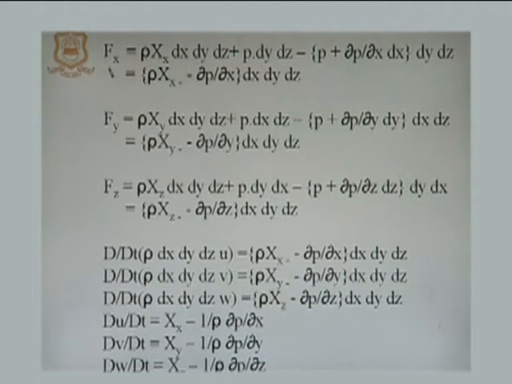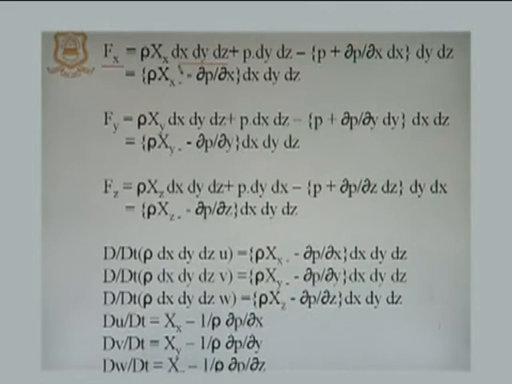So, what is the net force on this fluid element in x direction? The net force on this fluid element in x direction is equal to rho Xx dx dy dz. What is Xx? Xx is the body force in the x direction per unit mass. Xy is the body force in y direction per unit mass. Xz is the body force in z direction per unit mass. So, this is the force per unit mass, so we have to multiply it by mass. What is mass? It is equal to rho, density, mass per unit volume, multiplied by the volume of the parallelepiped.